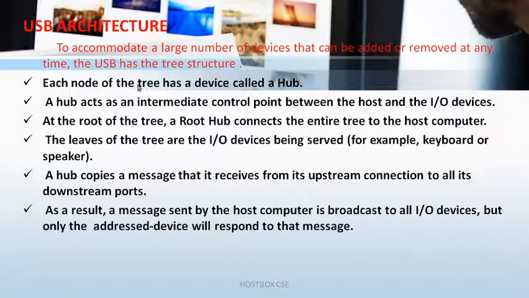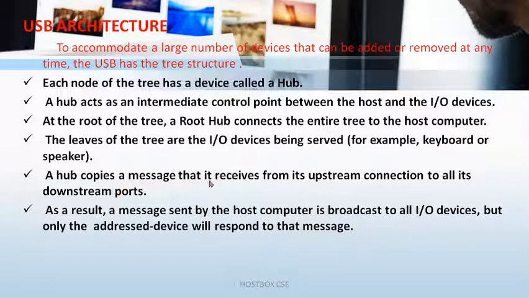Here each node of the tree has a device called a hub, which acts as an intermediate control point between the host and the IO devices. Remember, at the root of the tree, a root hub connects the entire tree to the host computer. The leaves of the tree are the IO devices being served, for example keyboard or speaker. A USB port is definitely helpful to add speakers or any modern devices; any supported USB port can connect it.